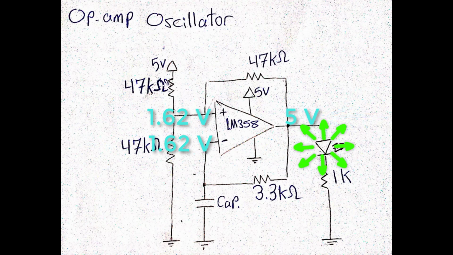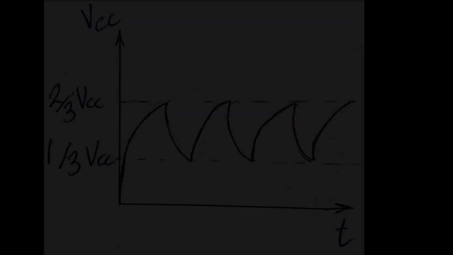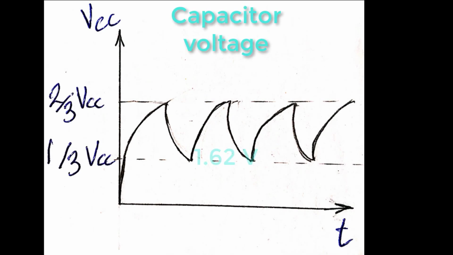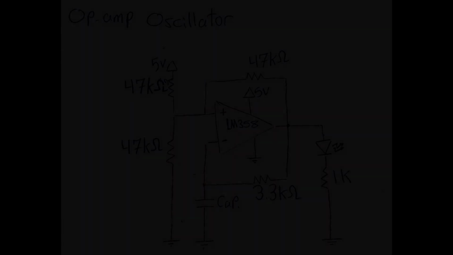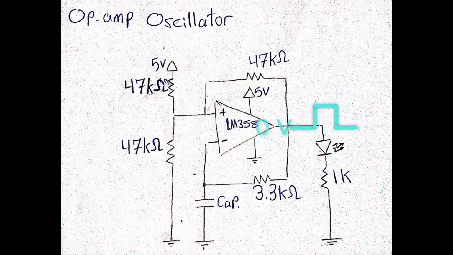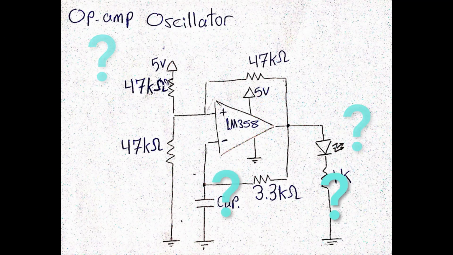This will change the voltage divider circuit and the non-inverting input voltage will return to 3.3 volts. In this way, while the capacitor voltage is oscillating between 1.6 and 3.3 volts, the oscillator output is oscillating between 0 and 5 volts. Alright, so how can we determine the output switching frequency?